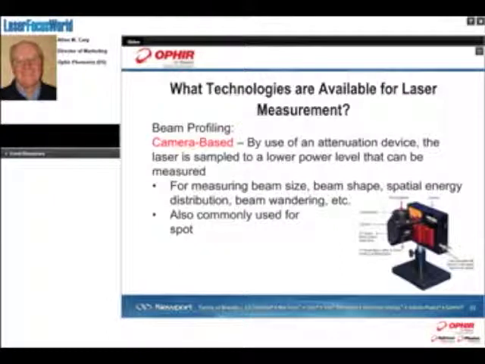Beam profiling, Allen kind of talked about this, but what we offer, and what a lot of companies offer, is camera-based profiling. By use of an attenuation device, the laser is sampled down to a lower power that can be measured. These systems are typically good for measuring beam size, beam shape, spatial energy distribution, beam wandering, etc. And it's also used for measuring the focus spot of a laser, like the system that's pictured here.